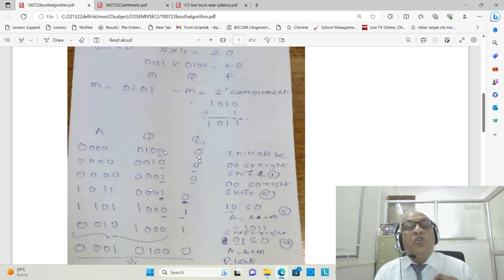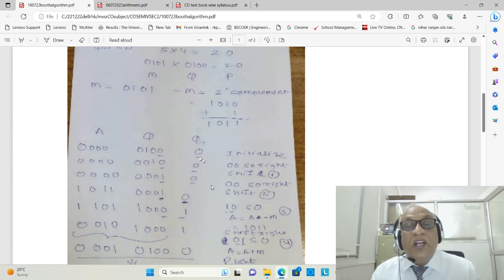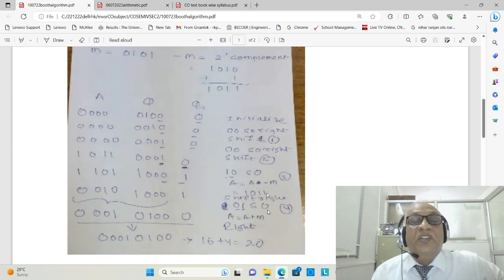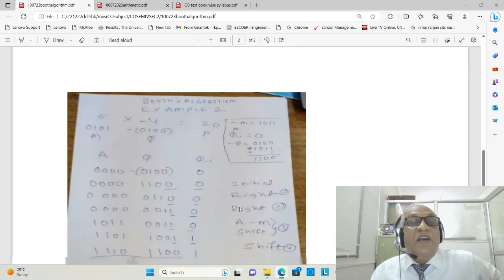So we have to look at the two-bit combination, the q zeroth bit and the q minus 1 bit. If it is 0 0, shift it to the right. Now it is circular. Again, if it is 1 0, then you have to perform A minus M and then right shift. Like that you go on performing till 4 iterations, and you will get a number whose decimal conversion you will do. So this becomes 20.